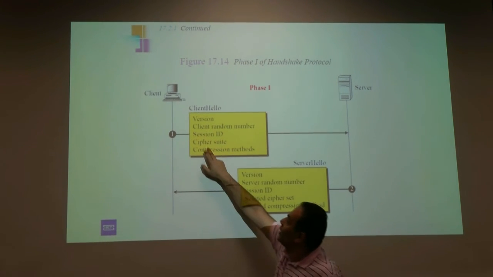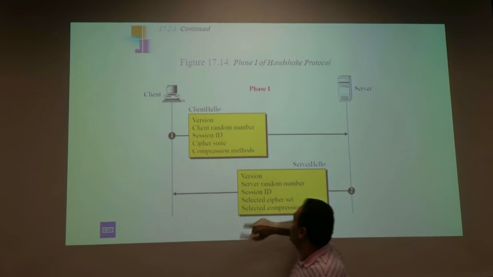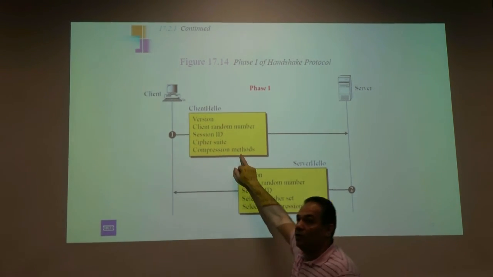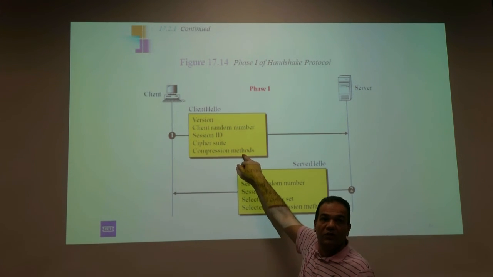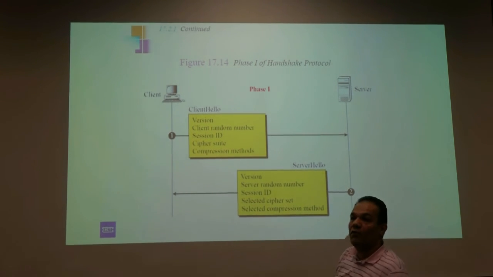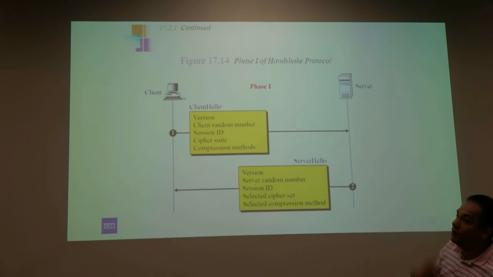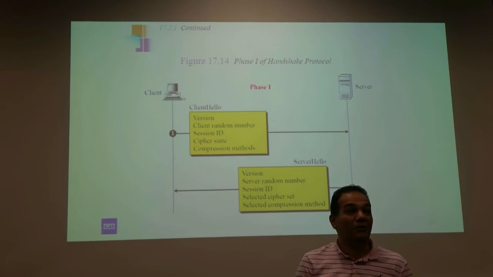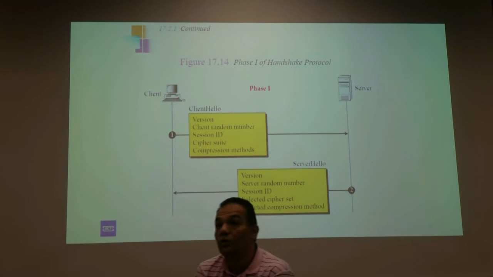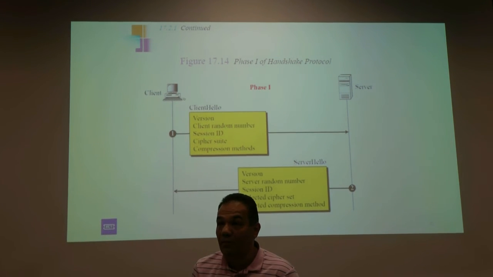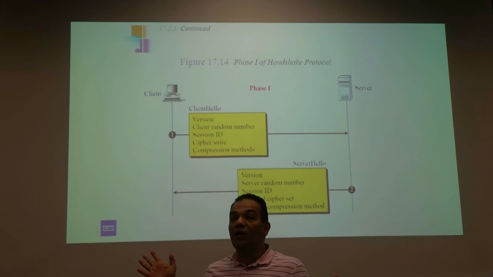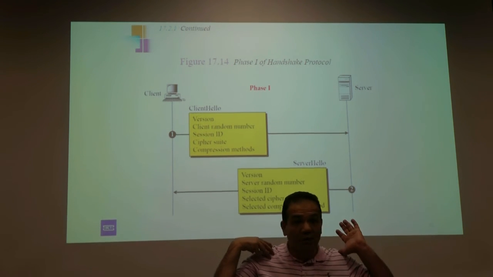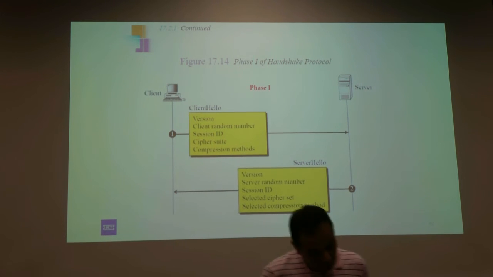The selected cipher set: the client told them I could use this and this and this and this, and the server now will choose. And the compression method: the client says I could use this and this and this, and then it will select one of them. So in phase one, they know their capabilities, what the client is capable of and what the server is capable of, and they agree on something common. Makes sense? All right.